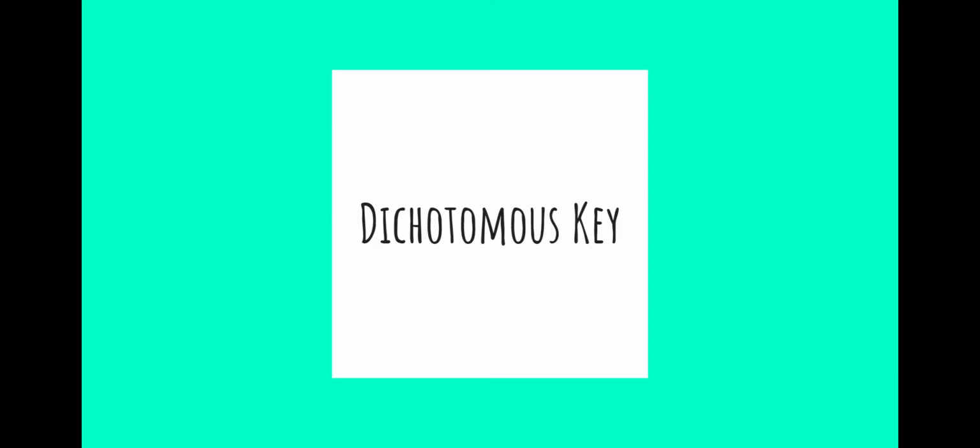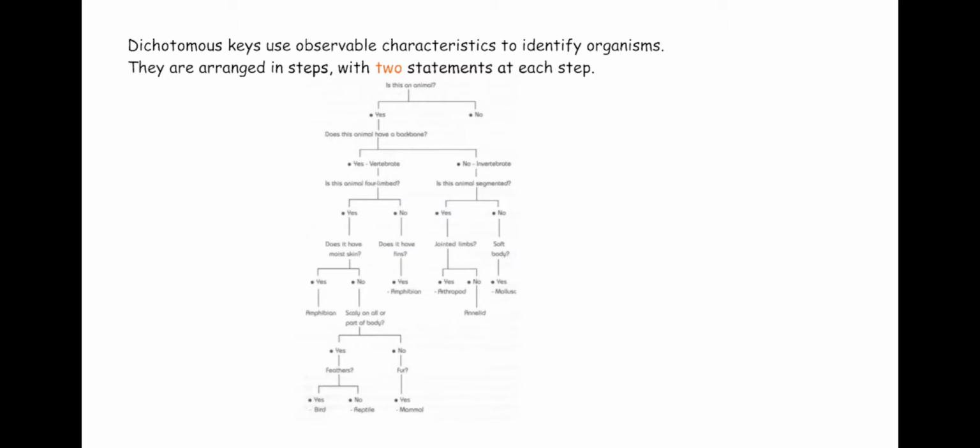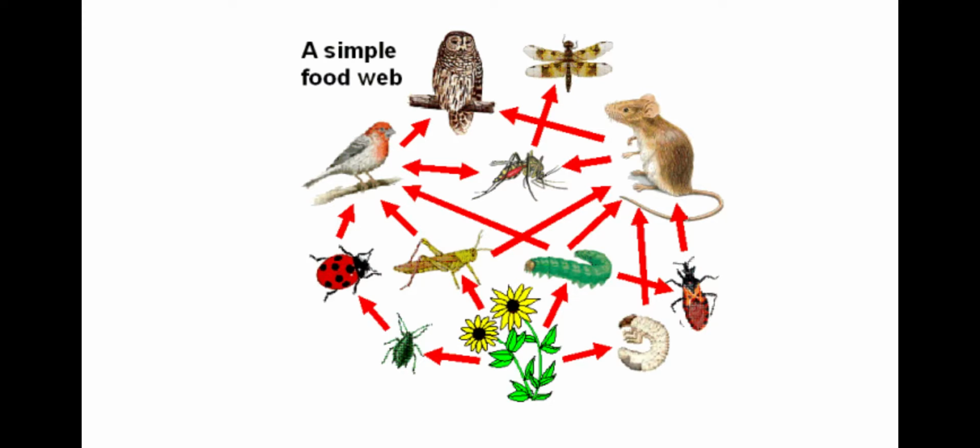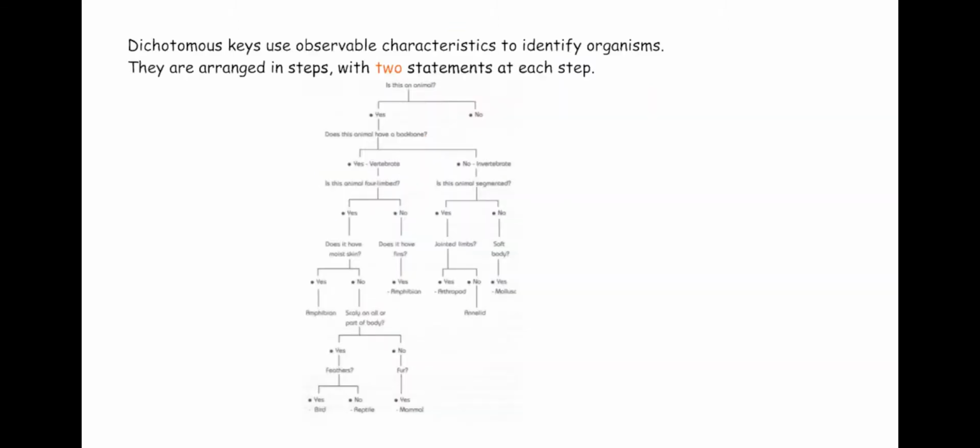Before we get to that video, I want to talk about dichotomous keys. What are they? Dichotomous keys use observable characteristics to identify organisms. We use binomial nomenclature to name animals, so we give it the genus and the species. Once we have that, we have to figure out, within a large food web of animals, something like this, how I can actually tell you which animal is which using its proper names. That's when a dichotomous key comes into place.